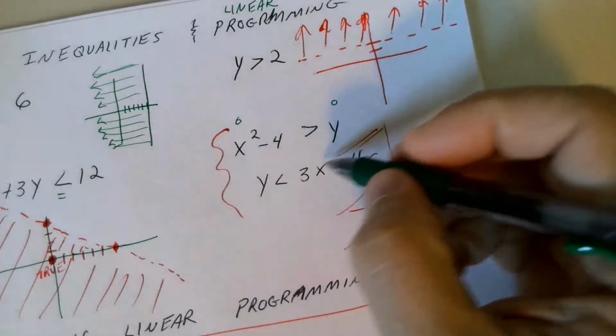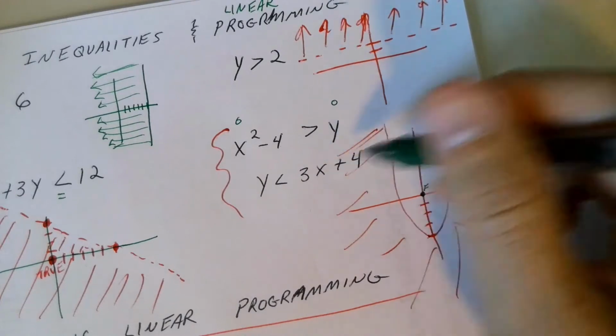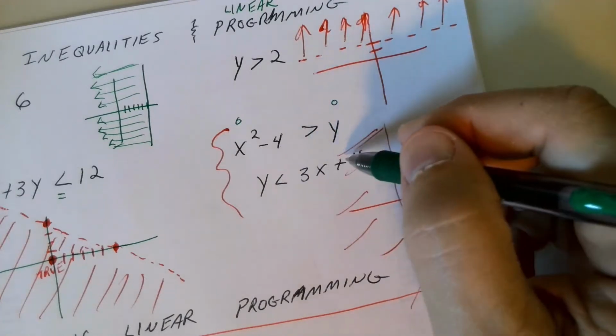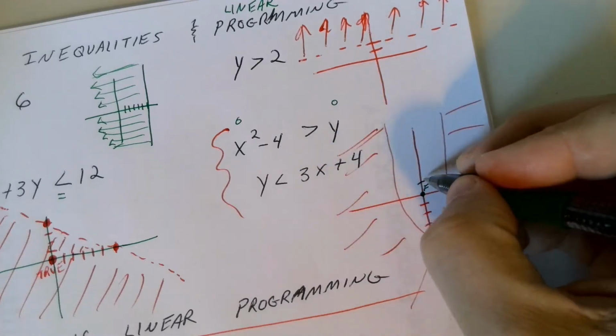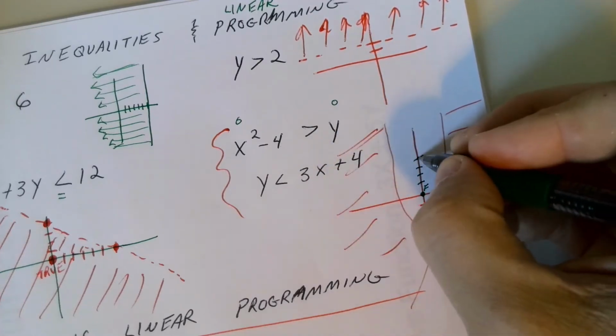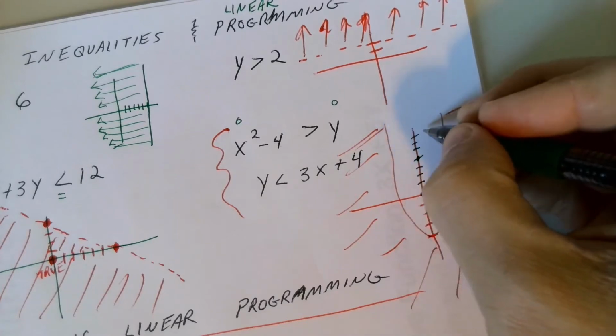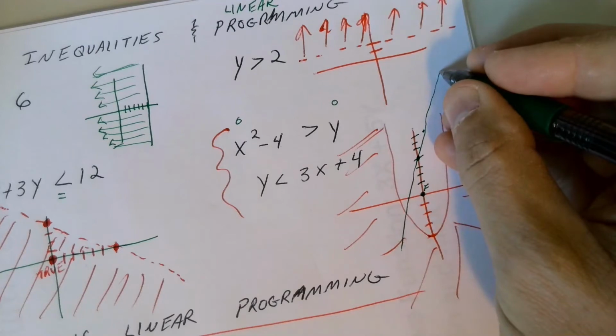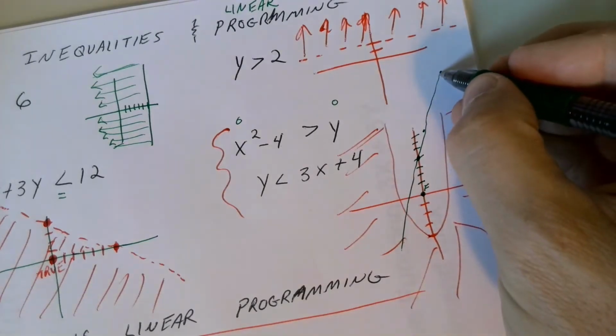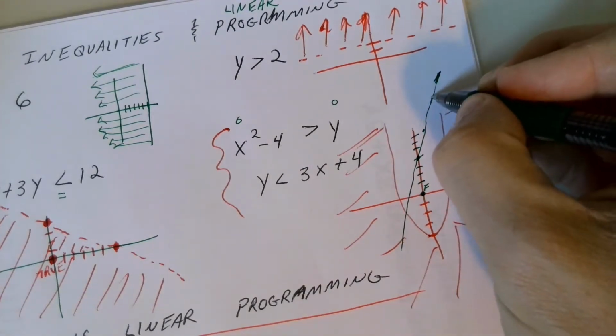But this is a system, which means I need two things going on right now. So now I'm going to go ahead and do this one. So 3x plus 4. I'm just going to graph the line 3x plus 4. 1, 2, 3, 4, right? Slope of 3, 1, 2, 3. So that is a line that goes like that, right? And it should be dashed. So we'll make it dashed.